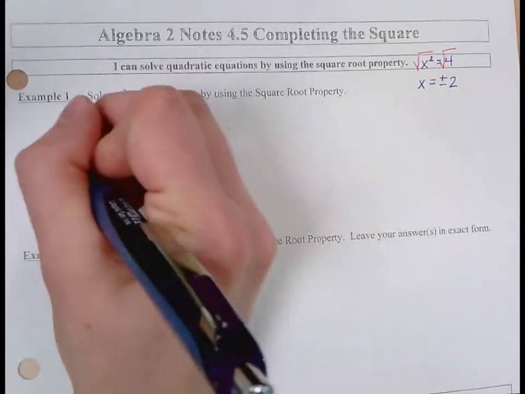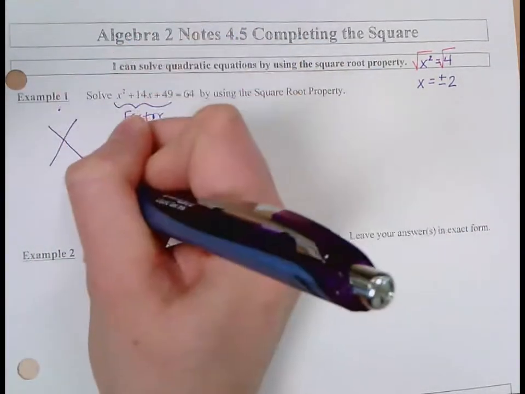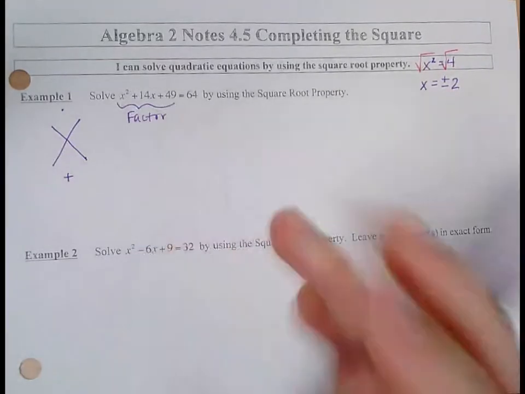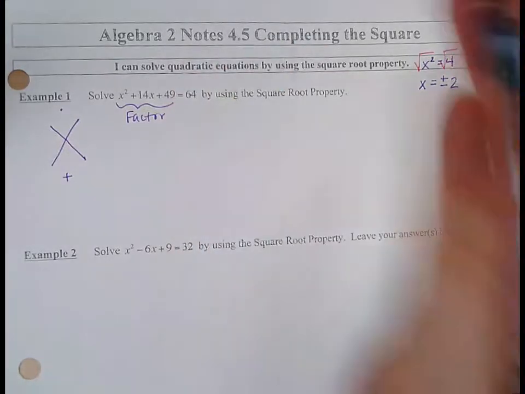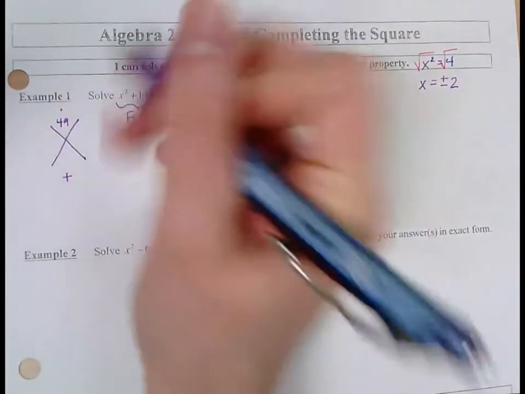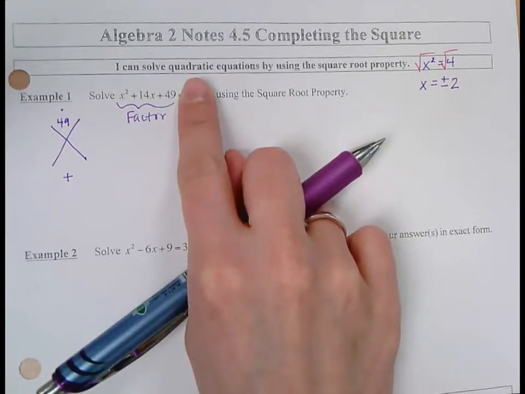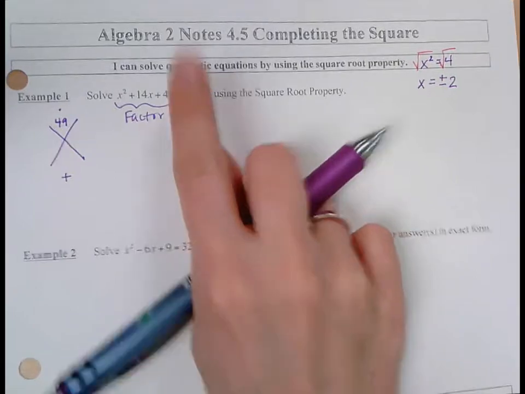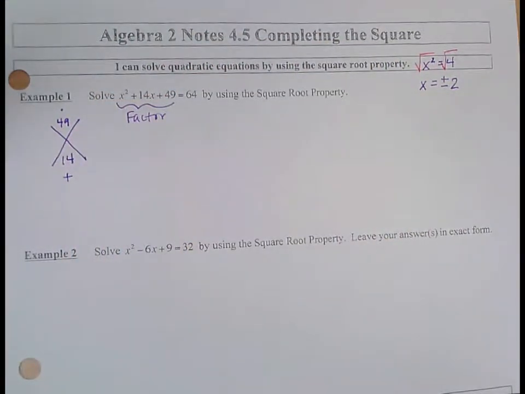So for a trinomial, we can set up our diamond. In that trinomial, ignoring the 64 right now, what number are we multiplying to? 49. And we're adding to what number? 14. So what two numbers multiply to positive 49 and add to positive 14? 7 and 7.